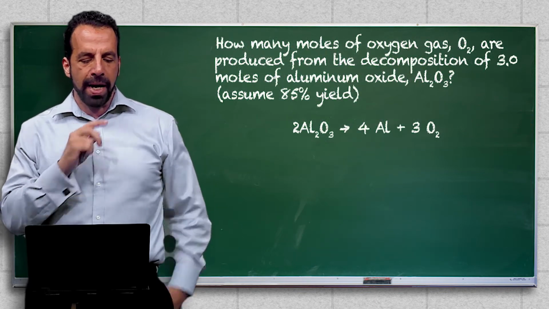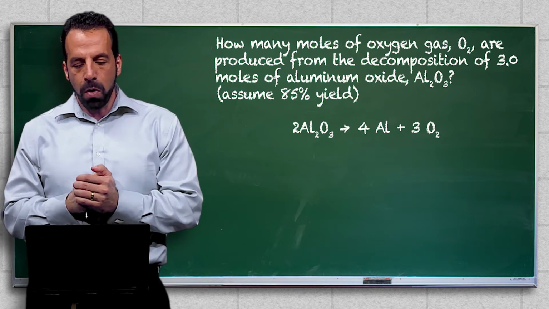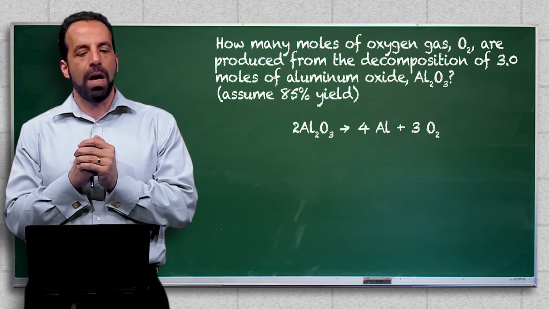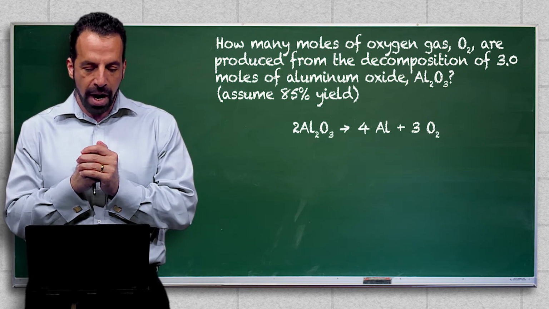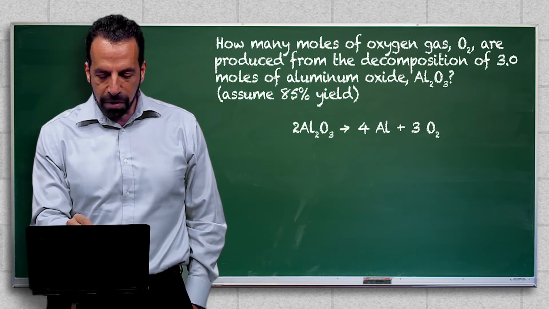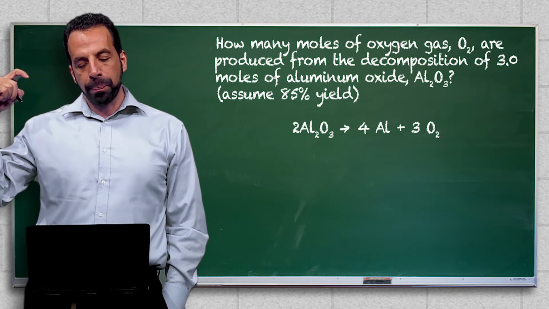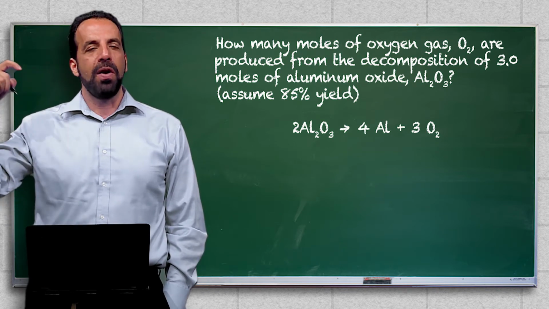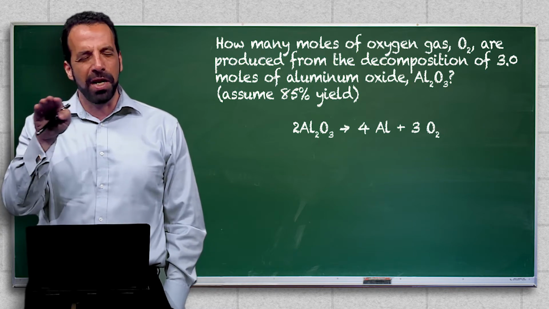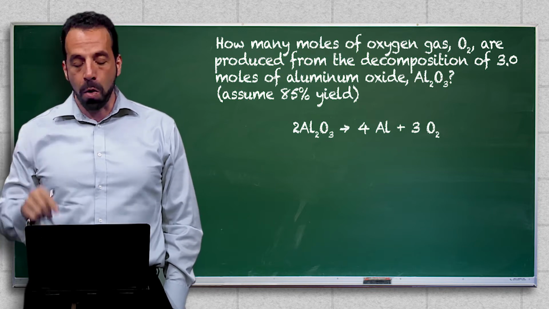Next problem here, again, another stoichiometry problem. It says, how many moles of oxygen are produced by the decomposition of 3 moles of aluminum oxide? Take a look at this one. It says assume 85% yield. So we got to take that into account. So aluminum oxide, whenever you have aluminum, like aluminum cans, aluminum foil, it reacts with the oxygen in the air. It forms a thin layer of aluminum oxide as a protective coating to that.